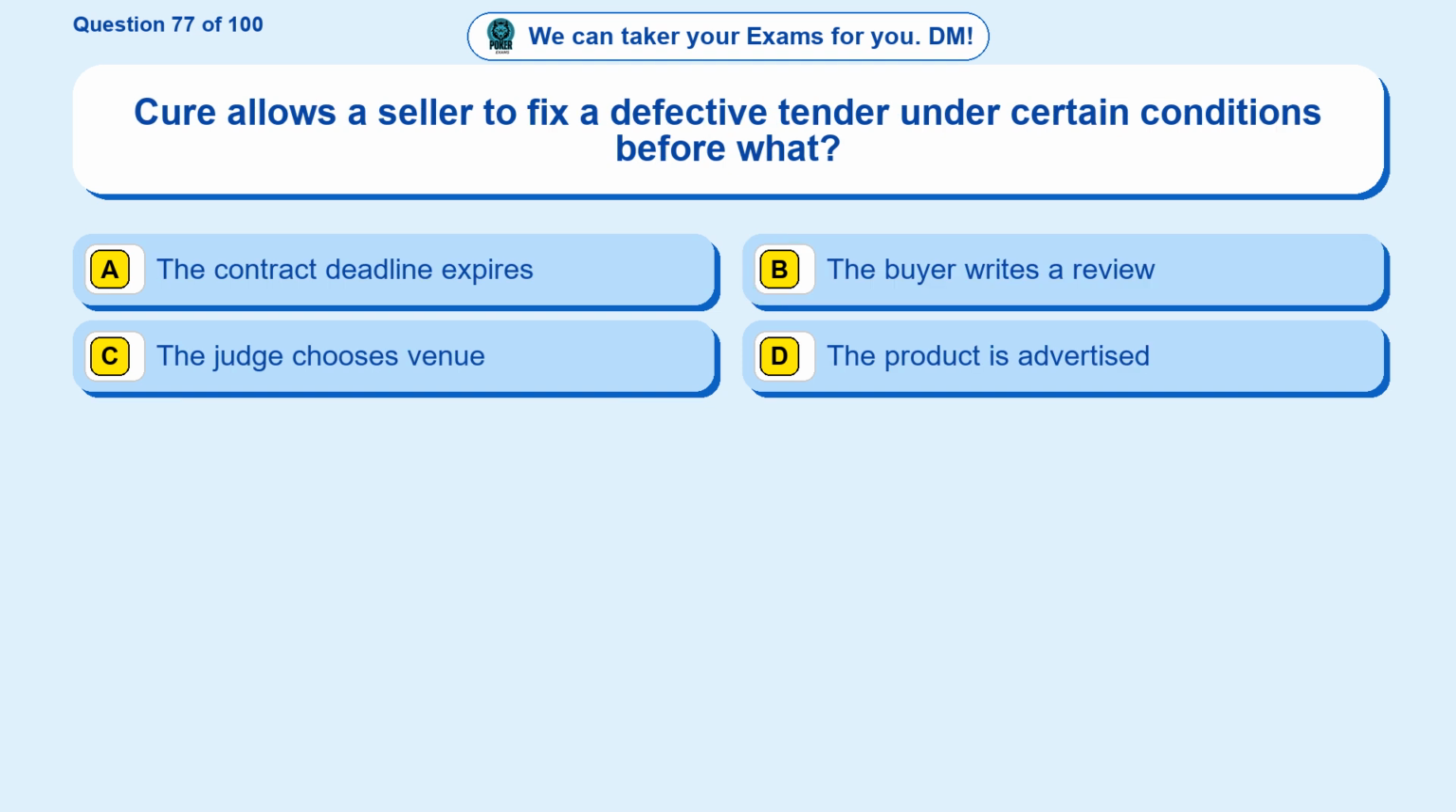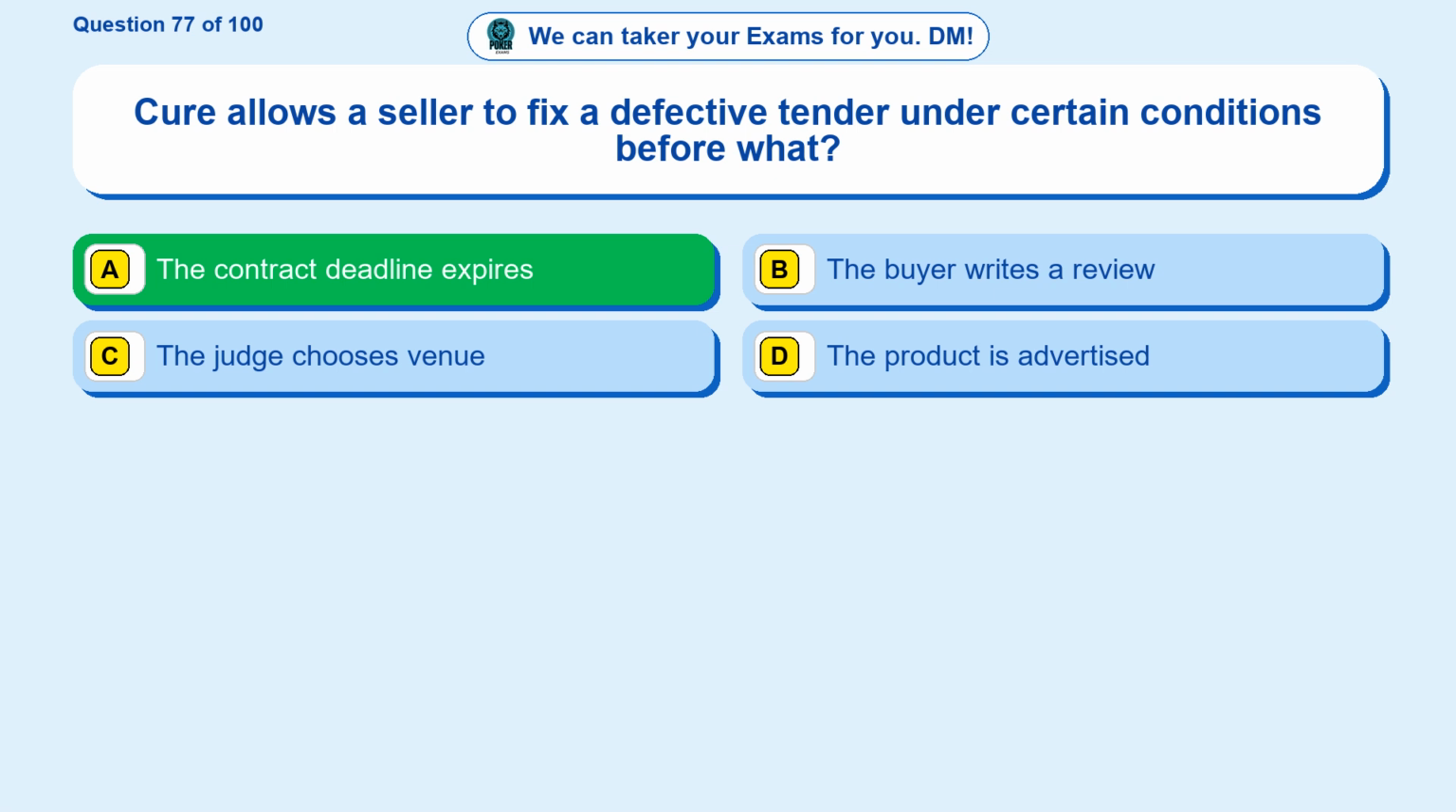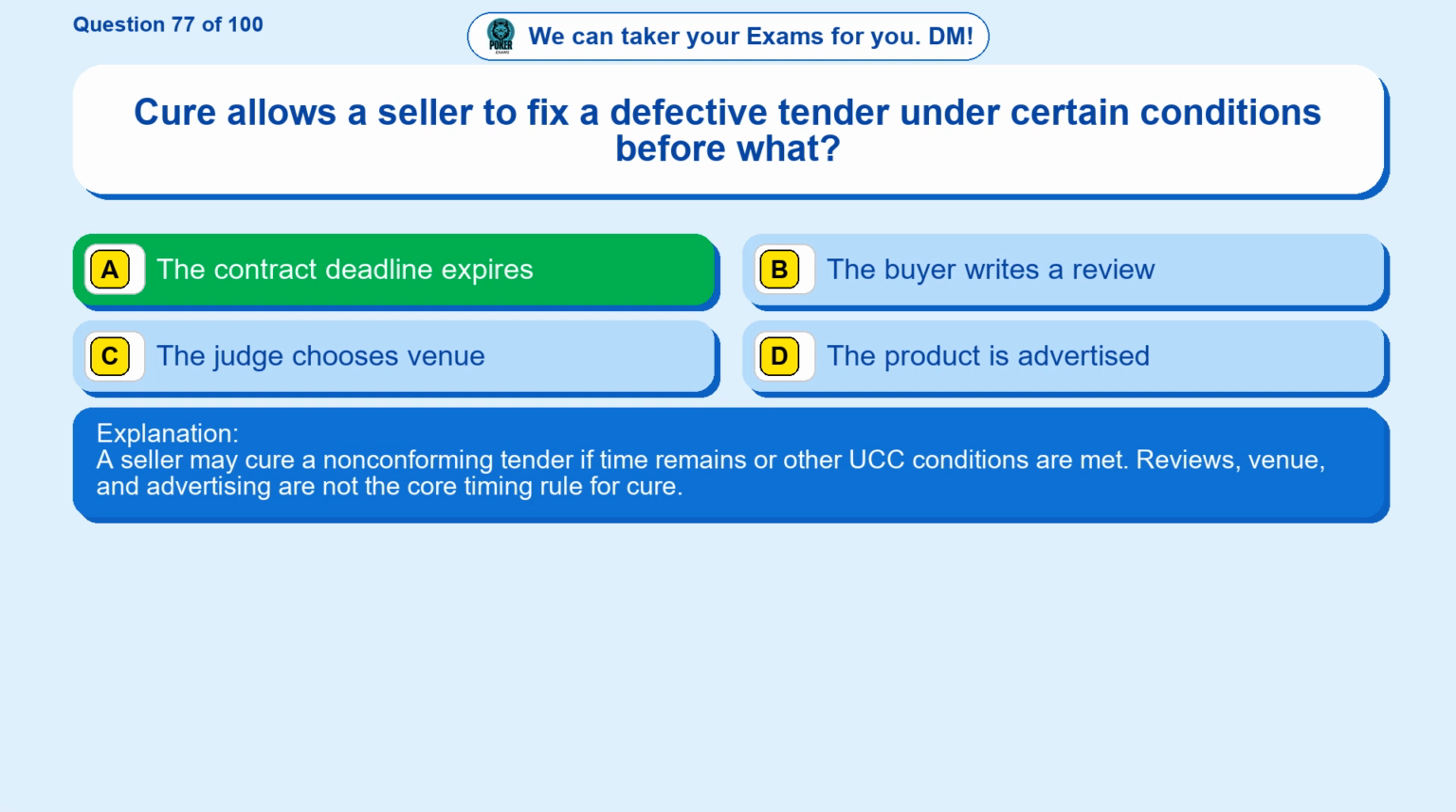Question 77. Cure allows a seller to fix a defective tender under certain conditions before what? Option A. The contract deadline expires. Option B. The buyer writes a review. Option C. The judge chooses venue. Option D. The product is advertised. The correct answer is option A. The contract deadline expires. A seller may cure a non-conforming tender if time remains or other UCC conditions are met. Reviews, venue, and advertising are not the core timing rule for cure.